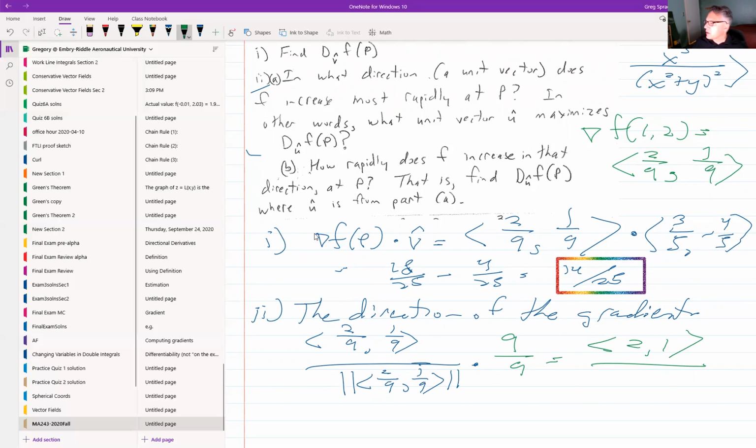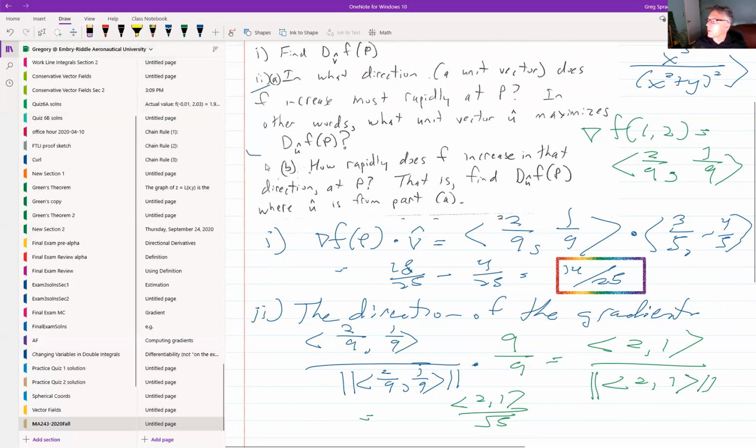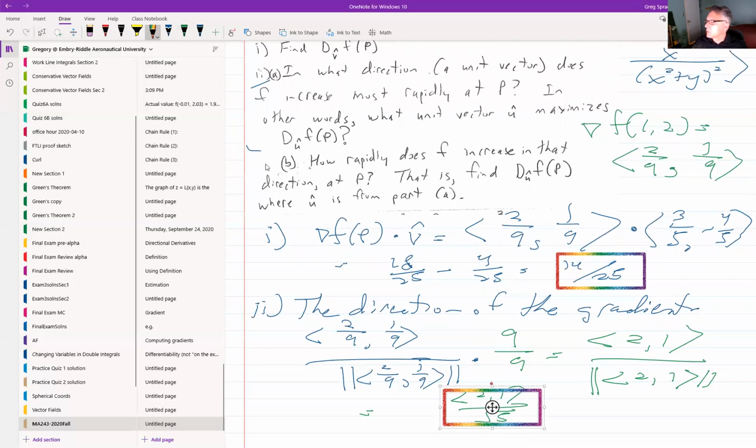Now in the denominator, when you multiply the length by 9, you can do that by multiplying the vector by 9. So you get 2, 1 over the length of 2, 1. That gives you 2, 1 over square root of 5. So that's the answer to the second part. That's the direction of maximum increase. That's the uphill direction.